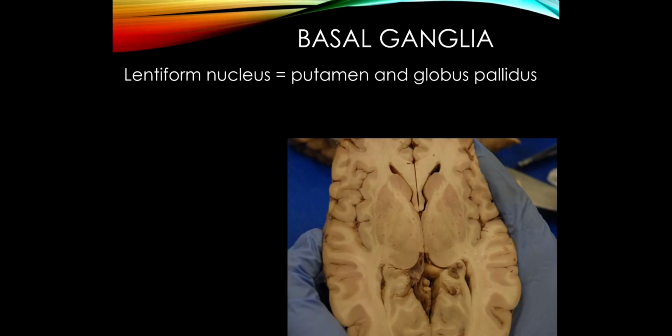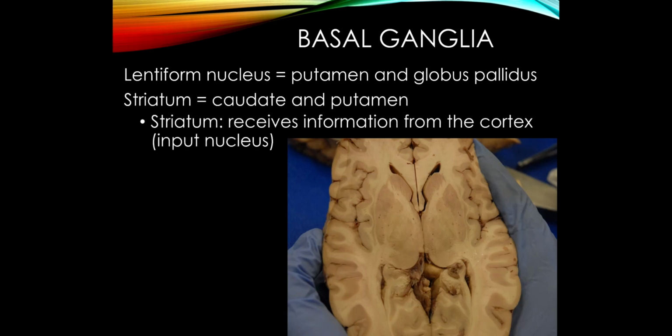Now, anatomically, the putamen and the Globus Pallidus have kind of a lens shape, and so these are called the lentiform nuclei. This really doesn't have any functional or clinical significance at all. It just is kind of an anatomic appearance. What is more important, though, is that you can lump together functionally the putamen and the caudate. These work together, and these are called the striatum.